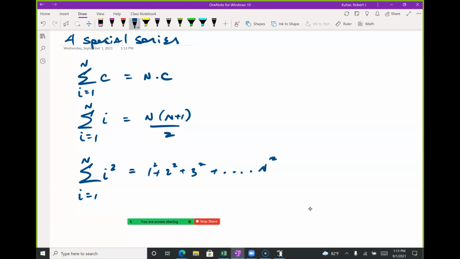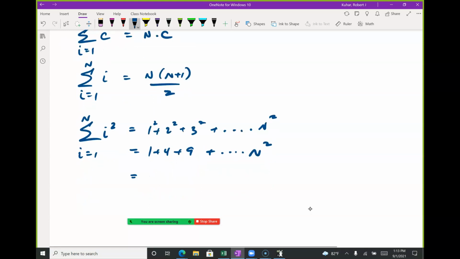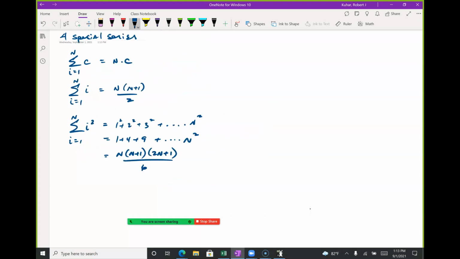That's 1 plus 4 plus 9 plus ... That one is n times n plus 1 times 2n plus 1 all over 6. And the last one that I'm expecting you to know is the indices cubed, and that is n squared times n plus 1 squared over 4.